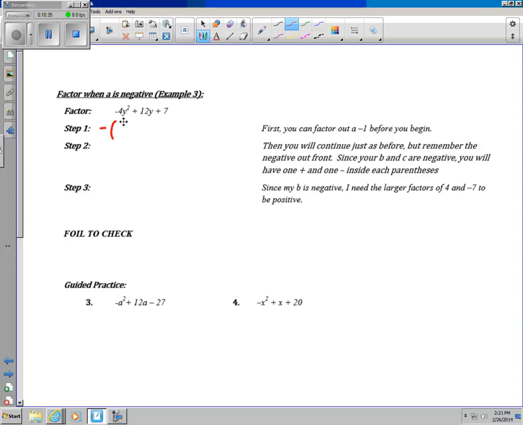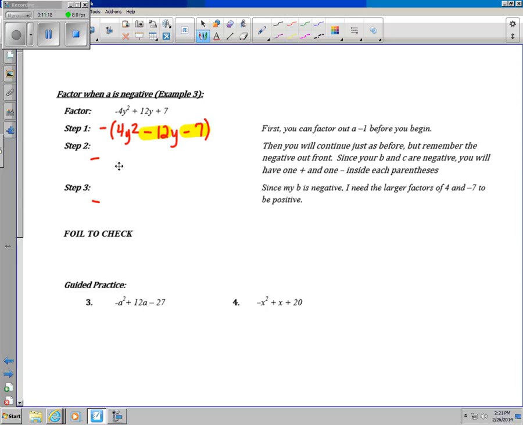When you factor out a negative, everything inside changes signs. So my 4y squared is now positive, but my positive 12y is negative, and my positive 7 is negative. Okay? So now this negative needs to be out front of any answer I have. So I'm going to go ahead and write it to know that I've got to have it out front of my double parentheses later. All right, my C term is negative, so I'm going to be looking for a difference that gives me a negative 12. Okay? So let's write my factors of 4 and my factors of 7.